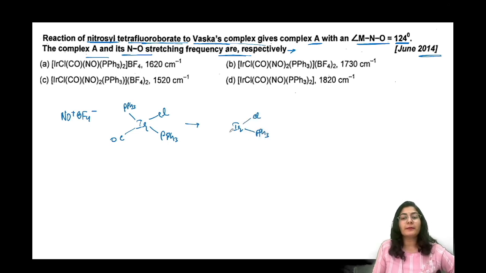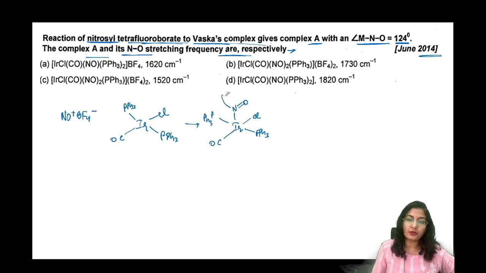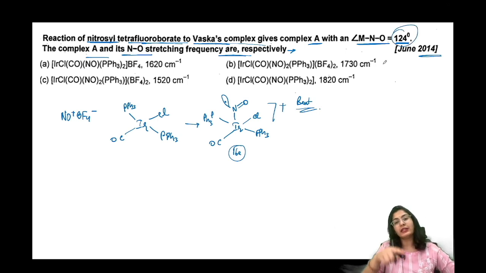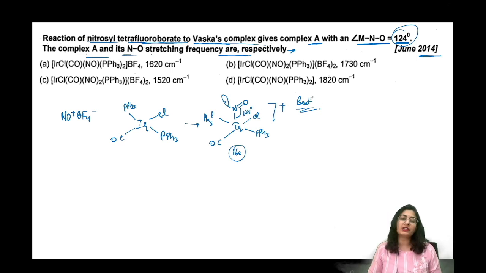Vaska's complex is only going to remain as a 16 electron species. If it does bind the nitrosyl, it will bind in a bent manner and still has a positive charge. So it is a 16 electron species only. So nitrosyl is bound in a bent manner, which is also confirmed by this bond angle. Metal, nitrogen, oxygen: this angle is 124 degrees. Even if the angle were not given, you should still know.